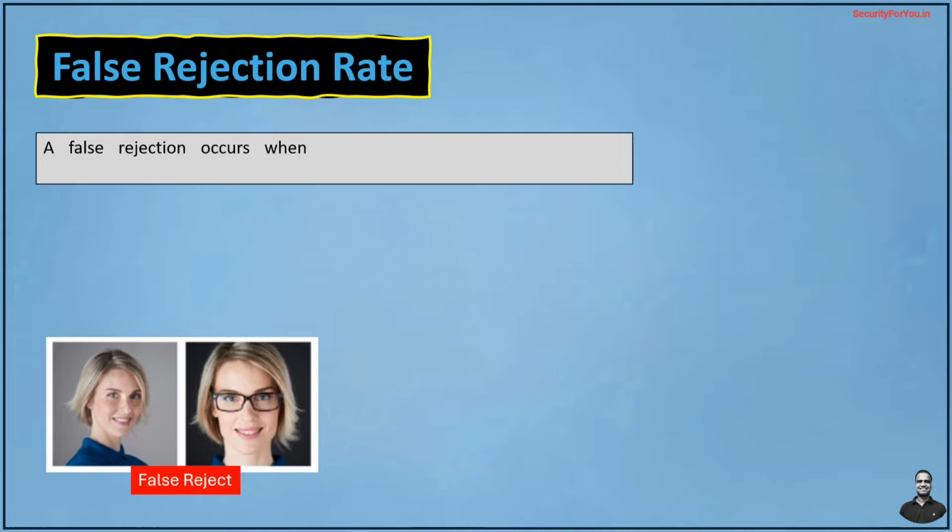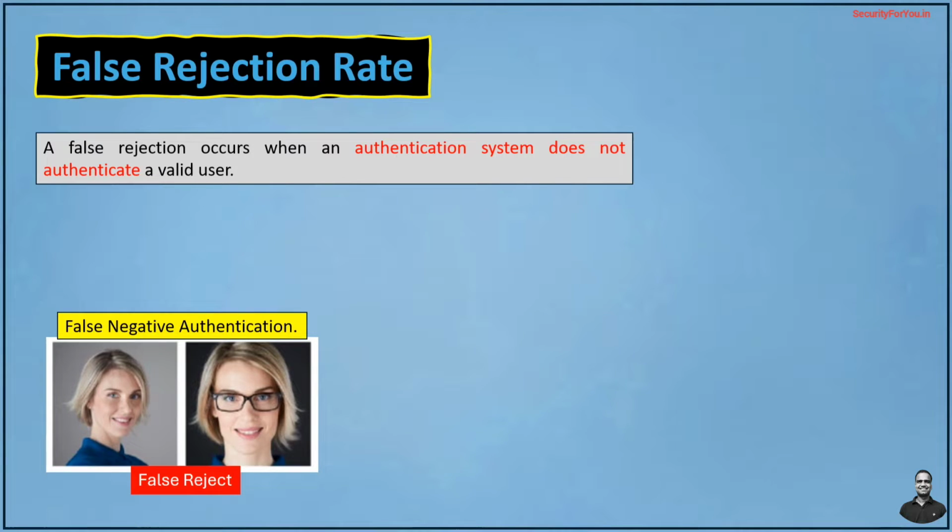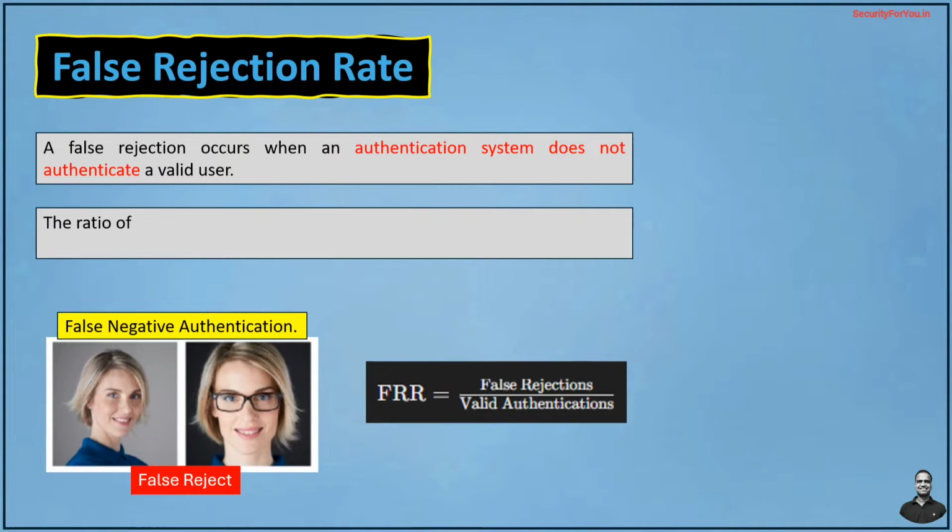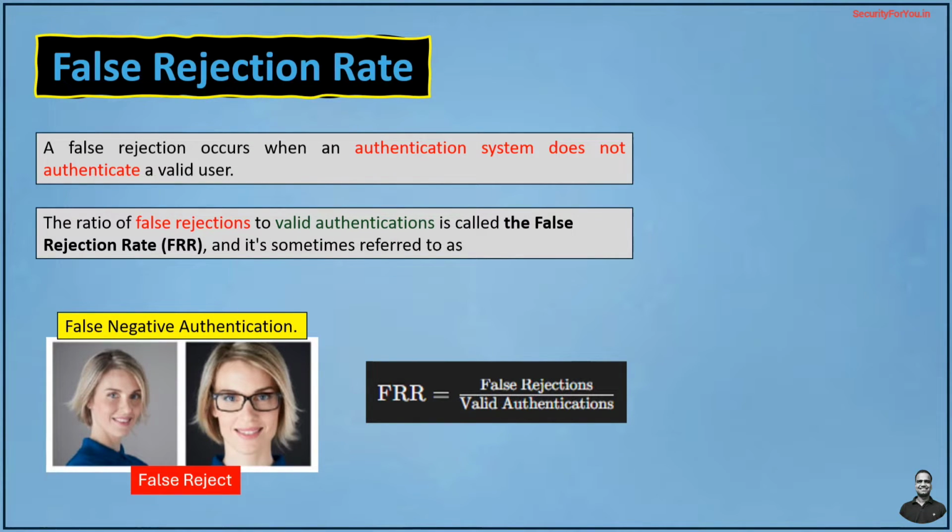False rejection rate. A false rejection occurs when an authentication system does not authenticate a valid user. This is also known as false negative authentication. The ratio of false rejections to valid authentications is called the false rejection rate, and it's sometimes referred to as type 1 error.